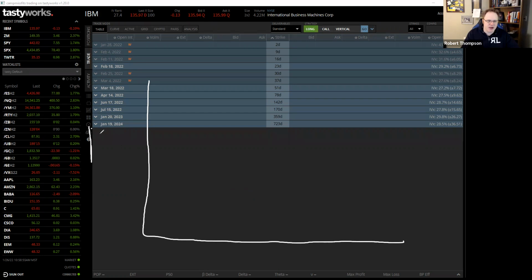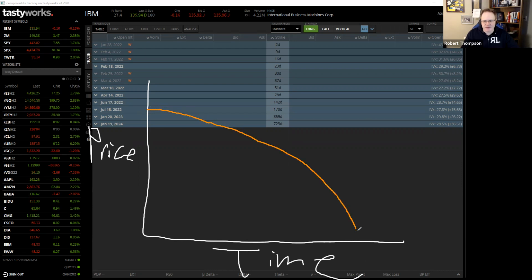We're going to call this price, and we're going to call this time. All right, so a standard theta curve looks something like this. The price of the option does something like this. And then we're going to say this is expiration over here, okay?